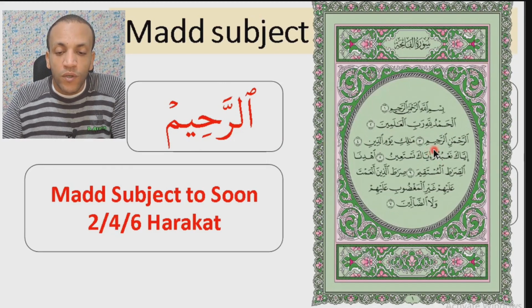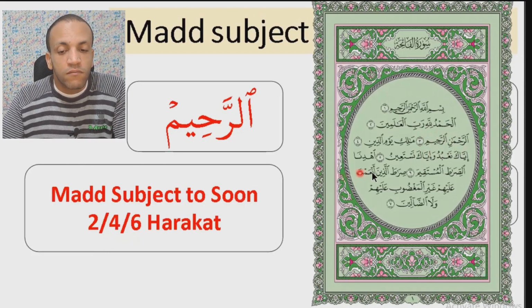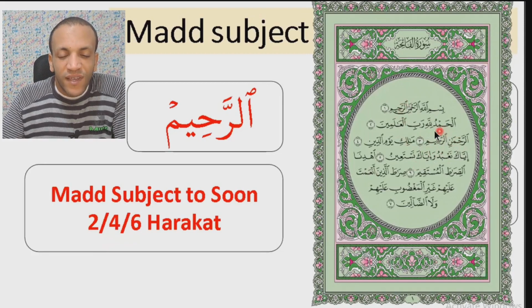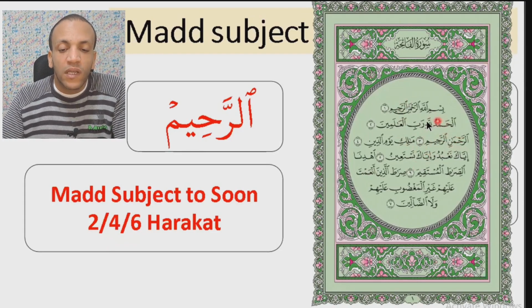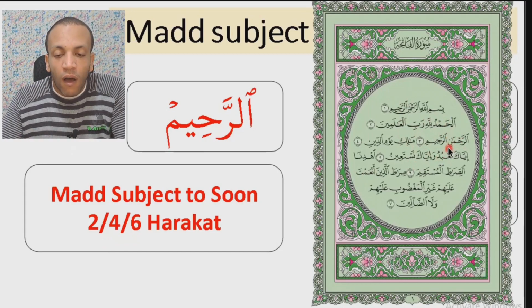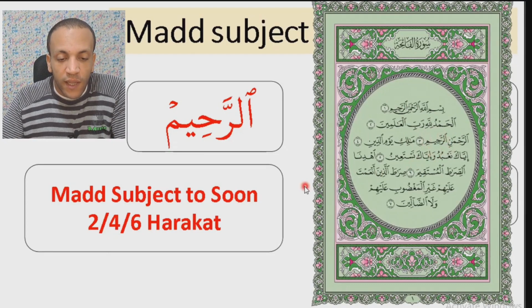So when you read these two words and you pause here, by reading the last word, you have the choice. You can prolong the letter Ya here, 2 harakat or 4 harakat or 6 harakat. The choice is completely up to you. But as I told you, in the first level of Tajweed, it is better to take the 4 harakat always. So you will read with 4 harakat, Ar-Rahim. So this is an example for the letter Ya.